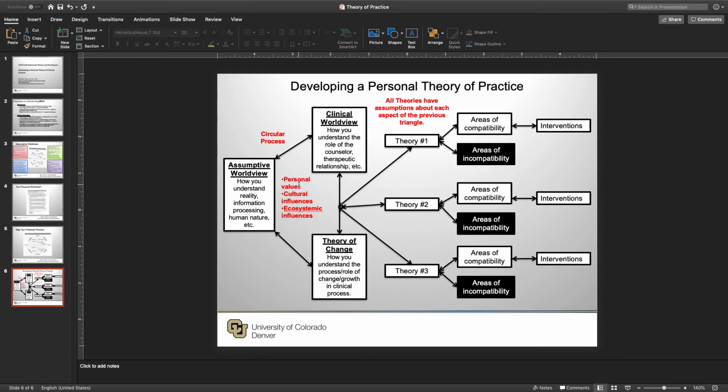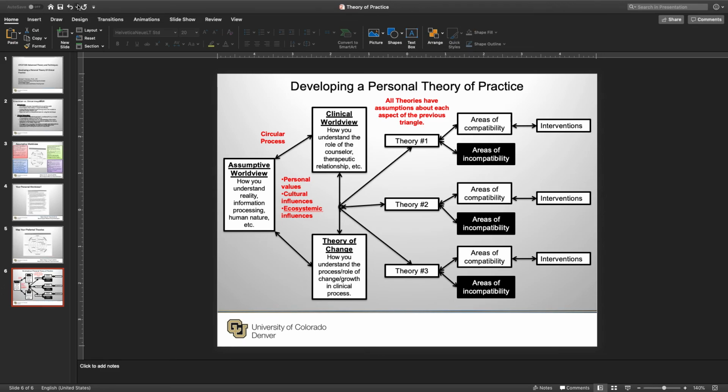They're tied to our personal values, our cultural influences, our ecosystemic influences. So often students would say, I want to practice psychotherapy like my own personal therapist practiced it. And so there is a level of consistency or comfort in that process. So I would challenge you that before you get into theories, you take a look at where you fall within this primary circle.